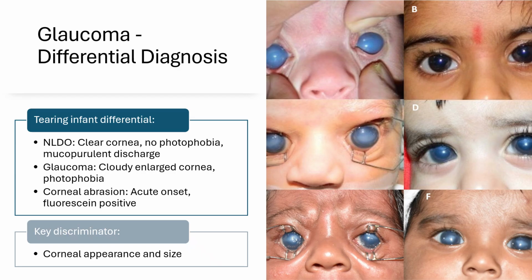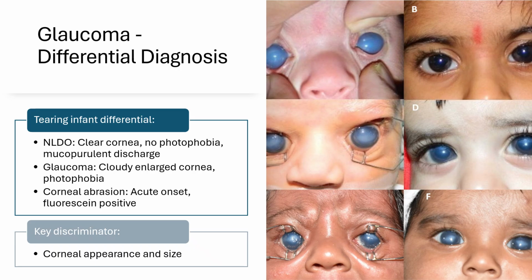The key discriminator remains corneal evaluation. A large, hazy cornea means glaucoma until proven otherwise. Clear corneas of normal size point toward nasolacrimal duct obstruction or other causes. This simple assessment guides urgency. Cloudy corneas need immediate ophthalmology evaluation, while clear corneas with tearing can be managed expectantly initially.